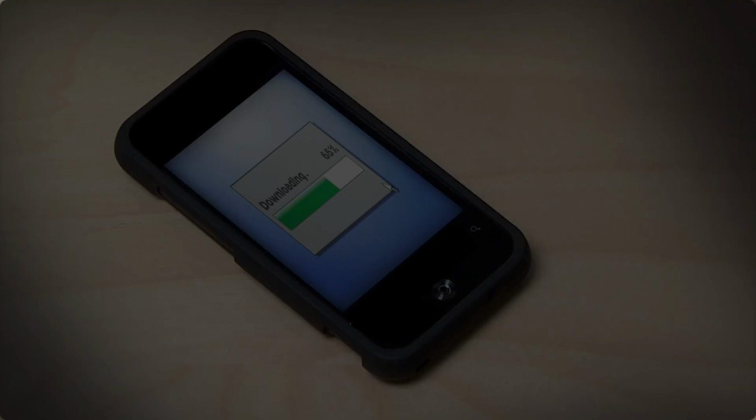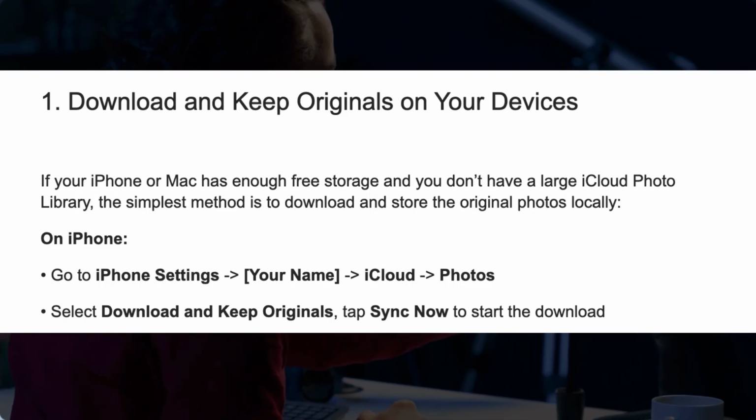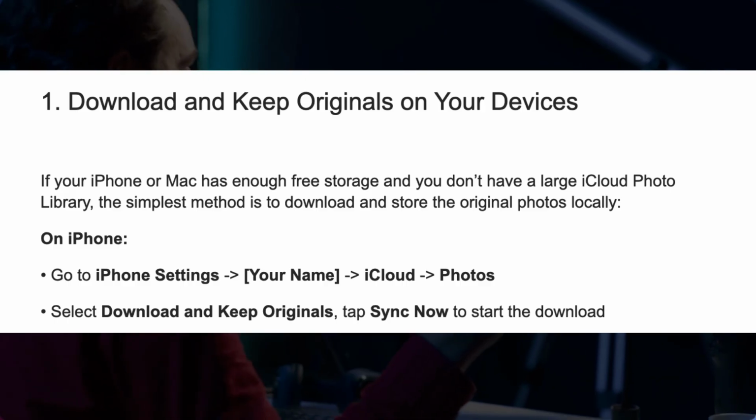The first method is the easiest one. If you have enough space on your iPhone or Mac, you can just download and keep the original photos directly on your device. On your iPhone, go to Settings, tap your name, then iCloud, then Photos. Choose Download and Keep Originals, and tap Sync Now to start downloading.